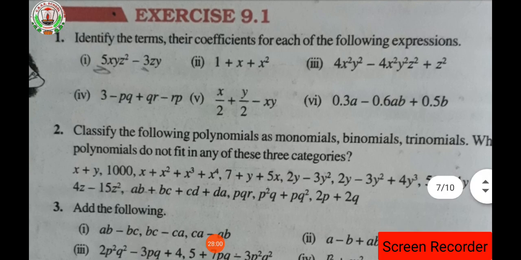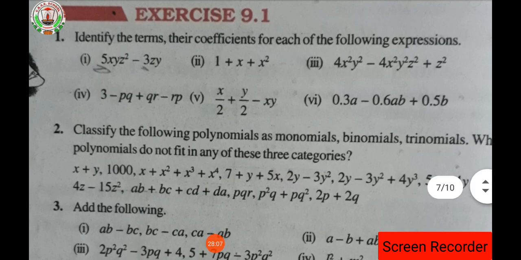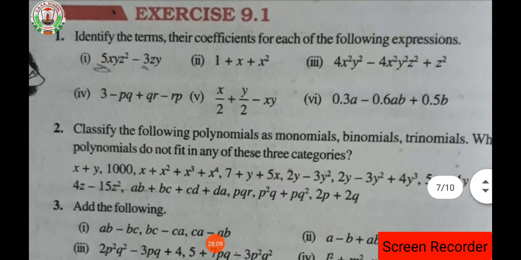Here it is asked in question number 1: identify the terms and their coefficients for each of the following expressions. So here we have to identify the terms as well as the coefficients of the numbers. Okay.